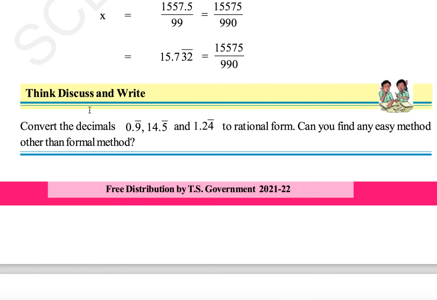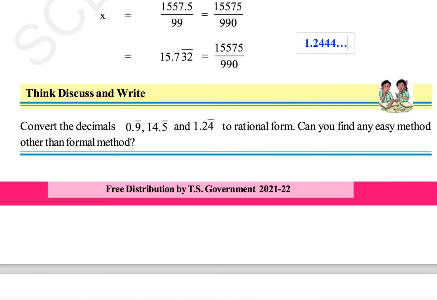Think and discuss: to convert the decimal into rational form, can you find any easy method other than the previous method? Yes, we have the easy method. 9 by 10 directly. 1.4 plus 5 by 10. 1.2 plus, this is 0.4, right? 1.24 bar, how to proceed? That is very simple. I will tell you how to proceed.